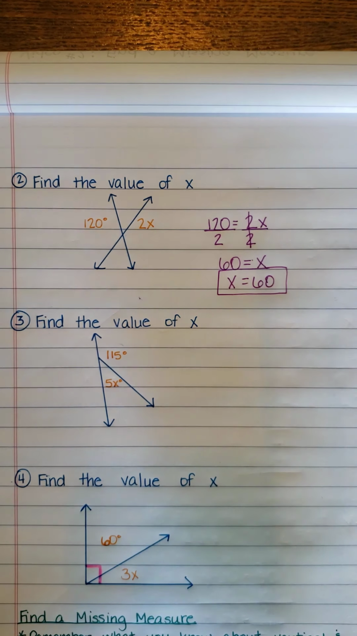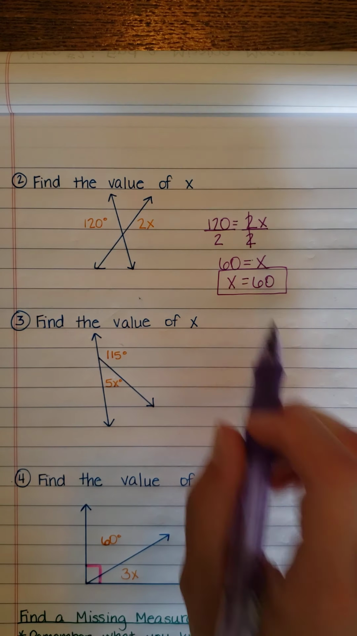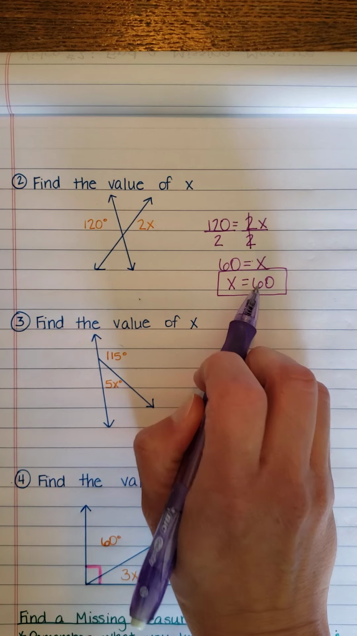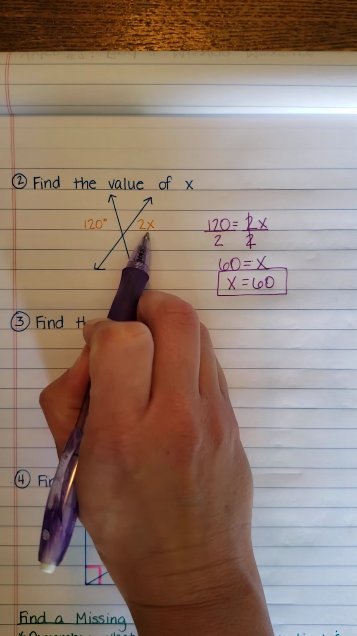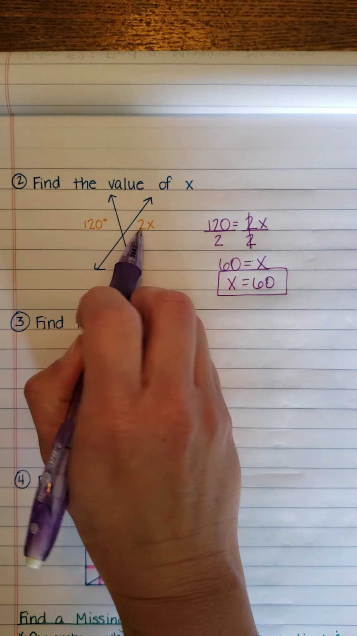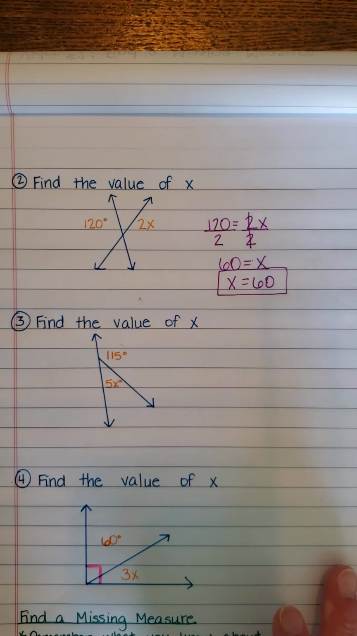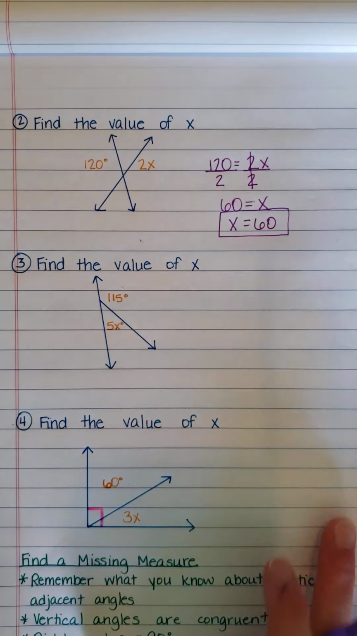Okay, so again, you're just finding the value of x. You're not finding the value of the angle measure, but you can check it, because if you plug x in for here, so that would be 2 times 60. Is 2 times 60 120? Yes, and we know that those two angles are equal, so that's correct.